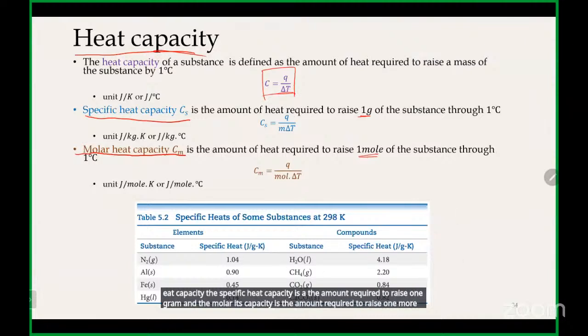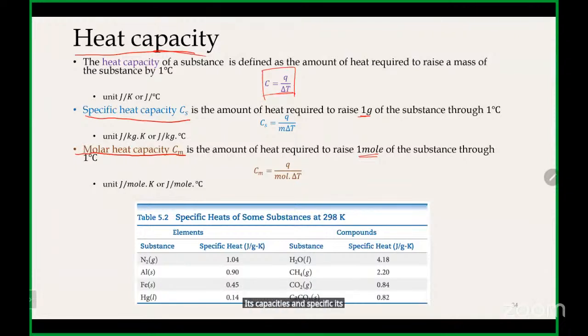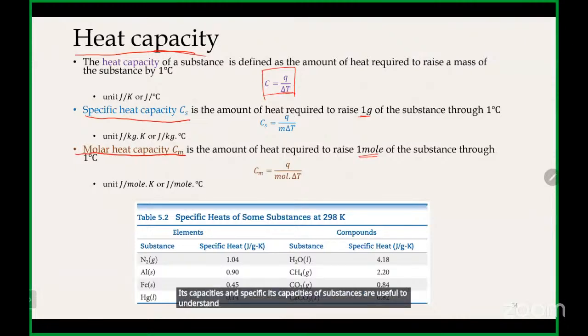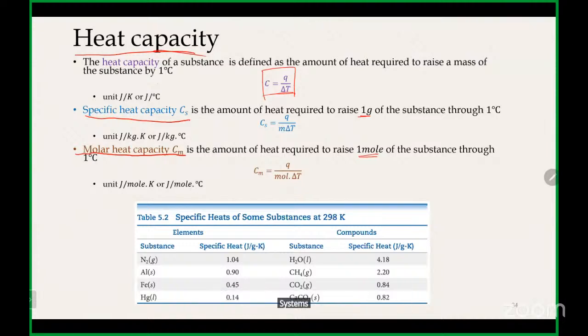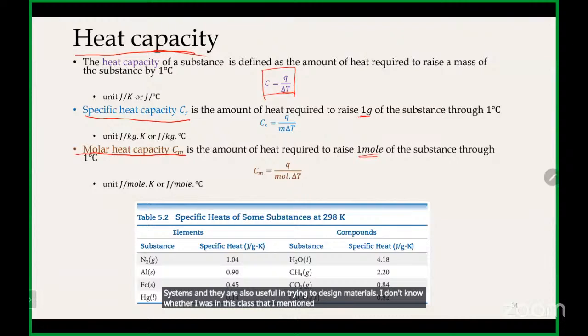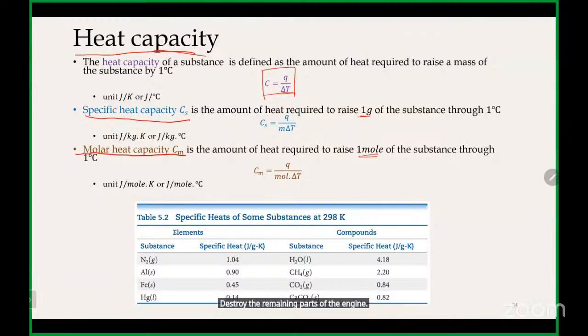The heat capacities and specific heat capacities of substances are useful to understand how heat travels across systems, and they are also useful in trying to design materials. People that are designing pots want something that can conduct heat very well. People that are designing engines want something that won't conduct heat, so it doesn't destroy the remaining parts of the engine. So all those are related to heat capacities.